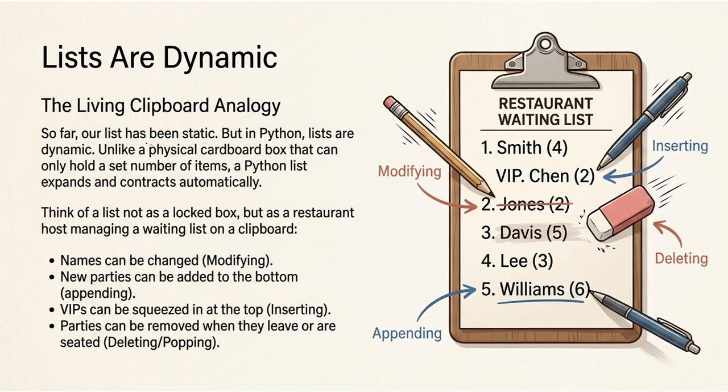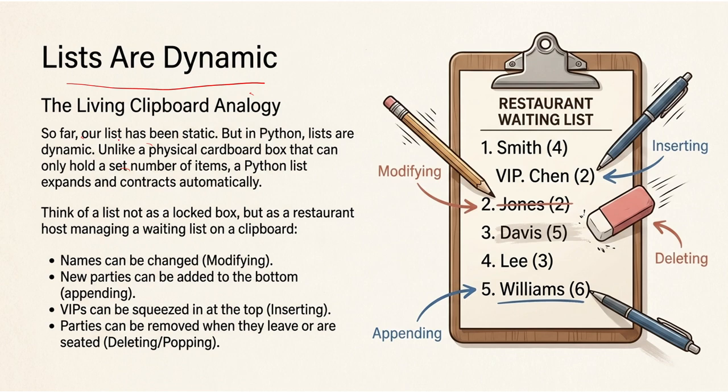Here they have mentioned lists are dynamic in nature. So what does this mean? The living clipboard analogy. Again, we will understand it through an analogy. So far, our list has been static. In the previous examples you have seen that our list was not getting updated, no new items were getting added or deleted, so it was kind of static. But from this moment onwards, we will see how lists are dynamic in nature.